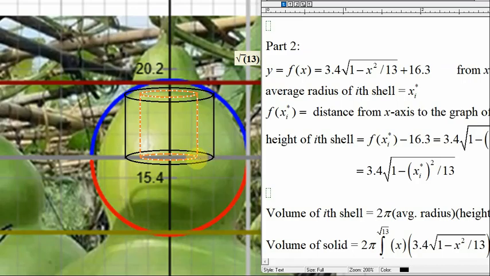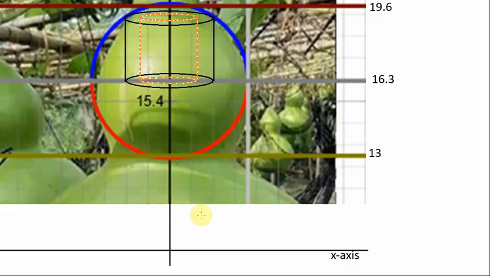Here will be x of i minus 1, and here is x of i. Right in the middle, which is the average radius of this cylindrical shell, we'll call it x of i star. And then the height would be the distance from this horizontal line to the graph. At x of i star, f of x of i star is the distance from the x-axis up to the graph.